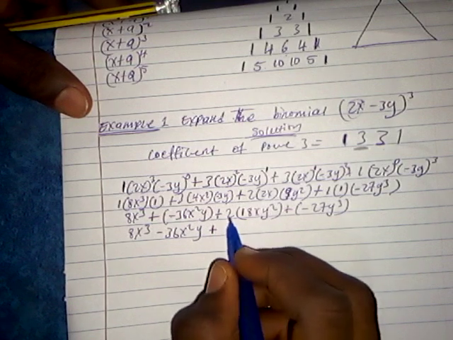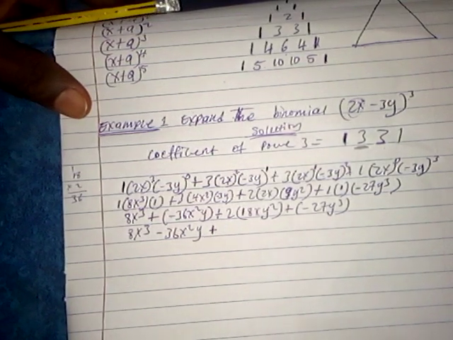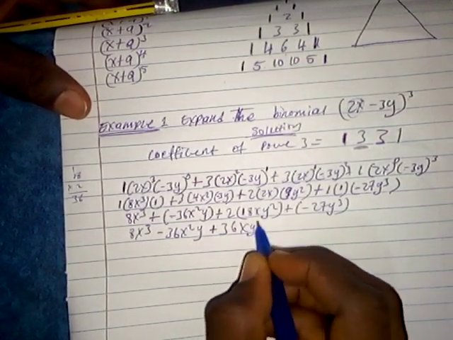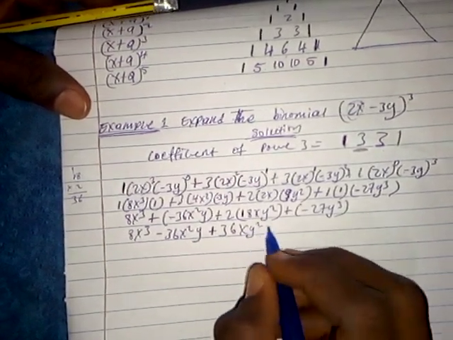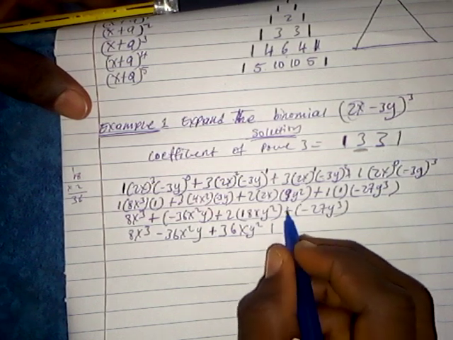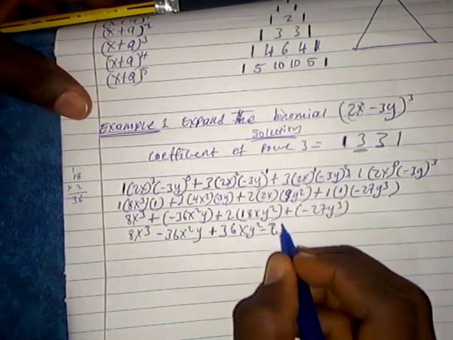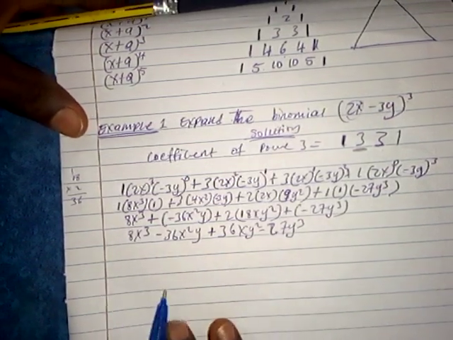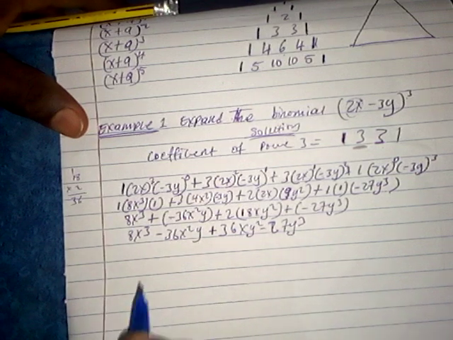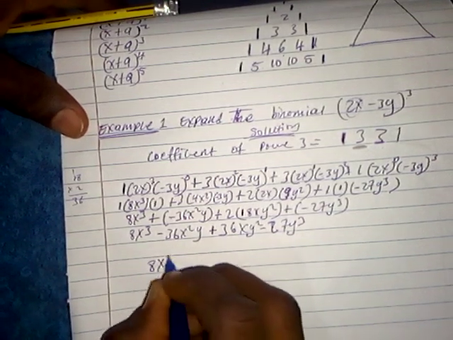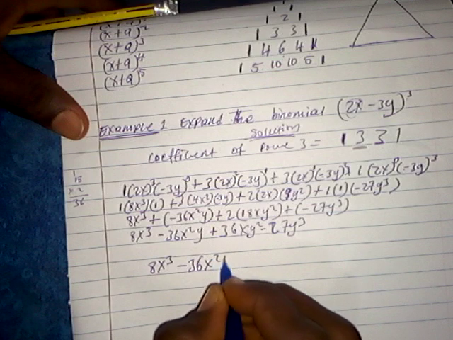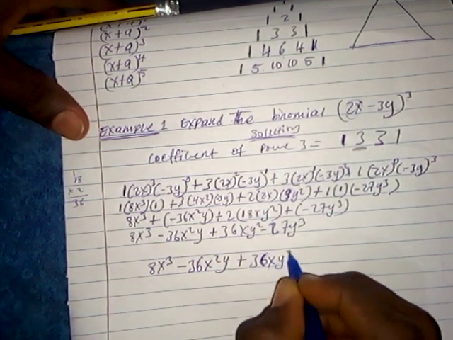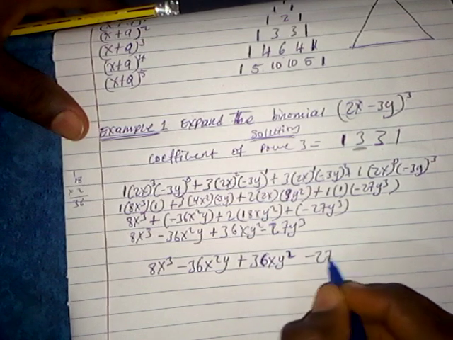Plus 18 times 2 is what? 36xy squared, right? Plus times minus is minus 27y cubed. You see it? Good. What are we going to do? Of course, this is our answer, right? So we say 8x cubed minus 36x squared y plus 36xy squared minus 27y cubed.